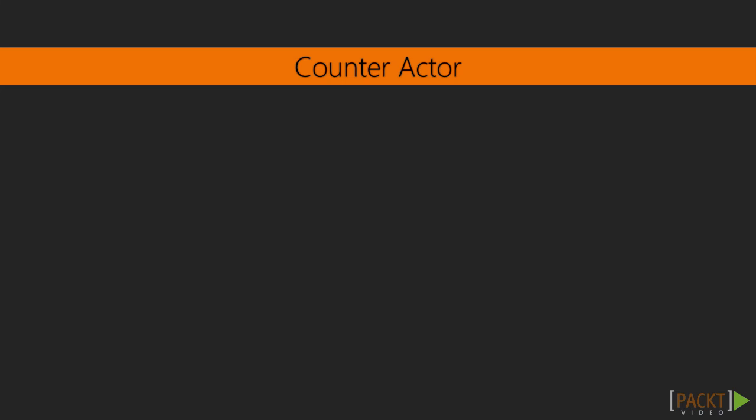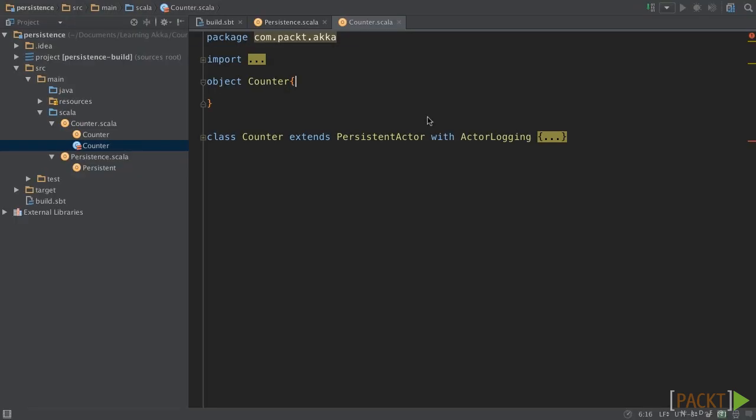We want to implement a counter actor that handles two operations, increment and decrement. From the previous video, we know that a persistent actor handles two types of messages, commands and events. Commands represent operations from the outside world, and on the other hand, events represent stored operations from the journal. So let's define our operations.